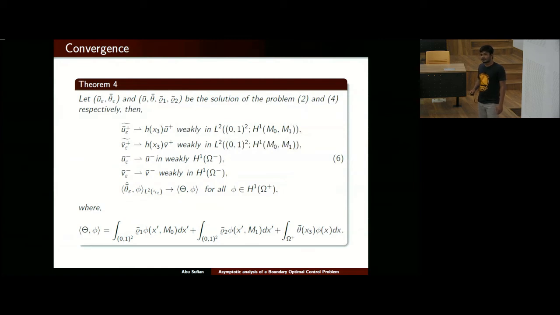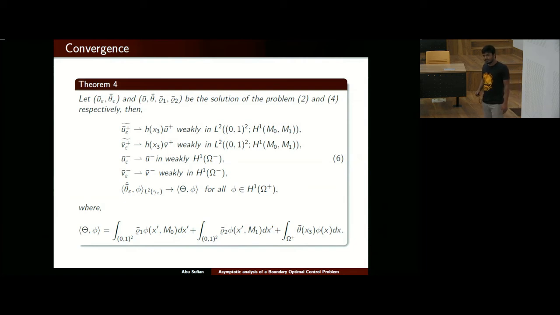v epsilon bar tilde weakly converges to h(x3) v bar plus weakly in L2(0, 1 squared; H1(M0, M1)). Basically, we have convergence in H1 in the x3 direction and L2 in the x' direction, because we don't have derivative in the x' direction. And u epsilon bar minus converges to u bar minus weakly in H1(Omega minus), and v epsilon bar minus weakly converges to v bar minus weakly in H1(Omega minus). And u bar, v bar are the adjoint states corresponding to the limit optimal control problem.